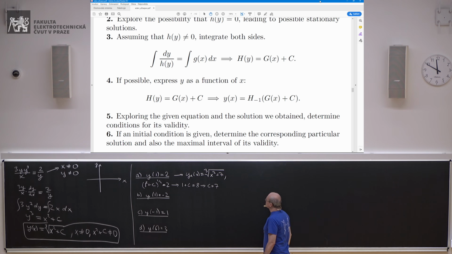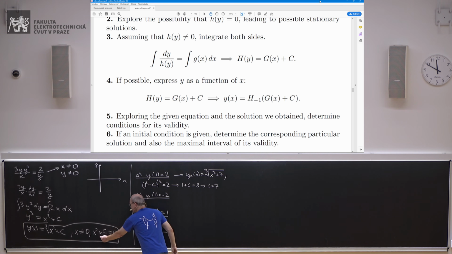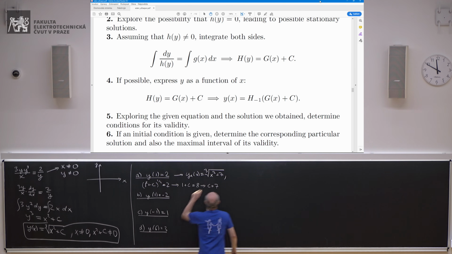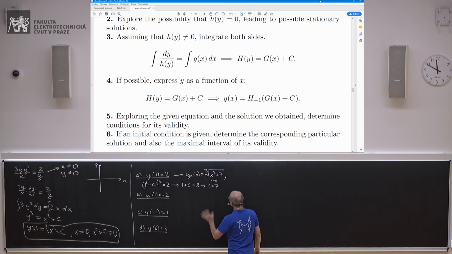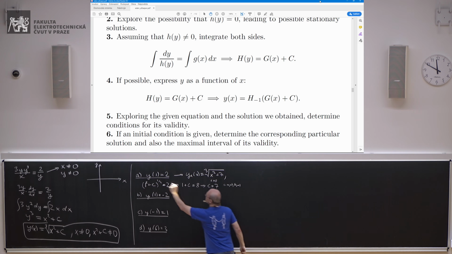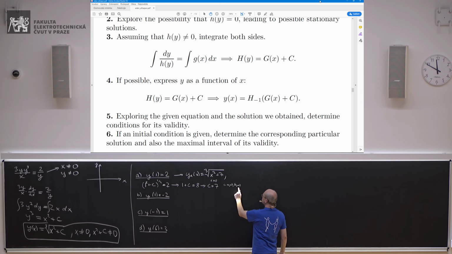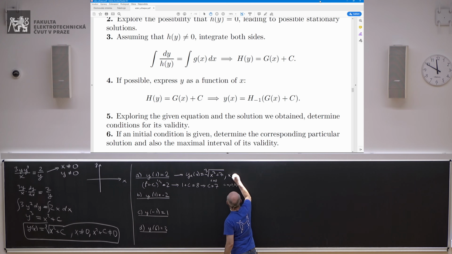Now, what are the conditions? Good question. Well, x is not allowed to be 0, and x squared plus c is not allowed to be 0. But this will never happen. So the only condition is that x is not 0. That's what we have to worry about. This gives us two possible intervals. Negative infinity to 0 and 0 to infinity. Which one of them is right? The right one, because we need time 1. Time equal to 1 lies here. And that's the answer for the first problem.